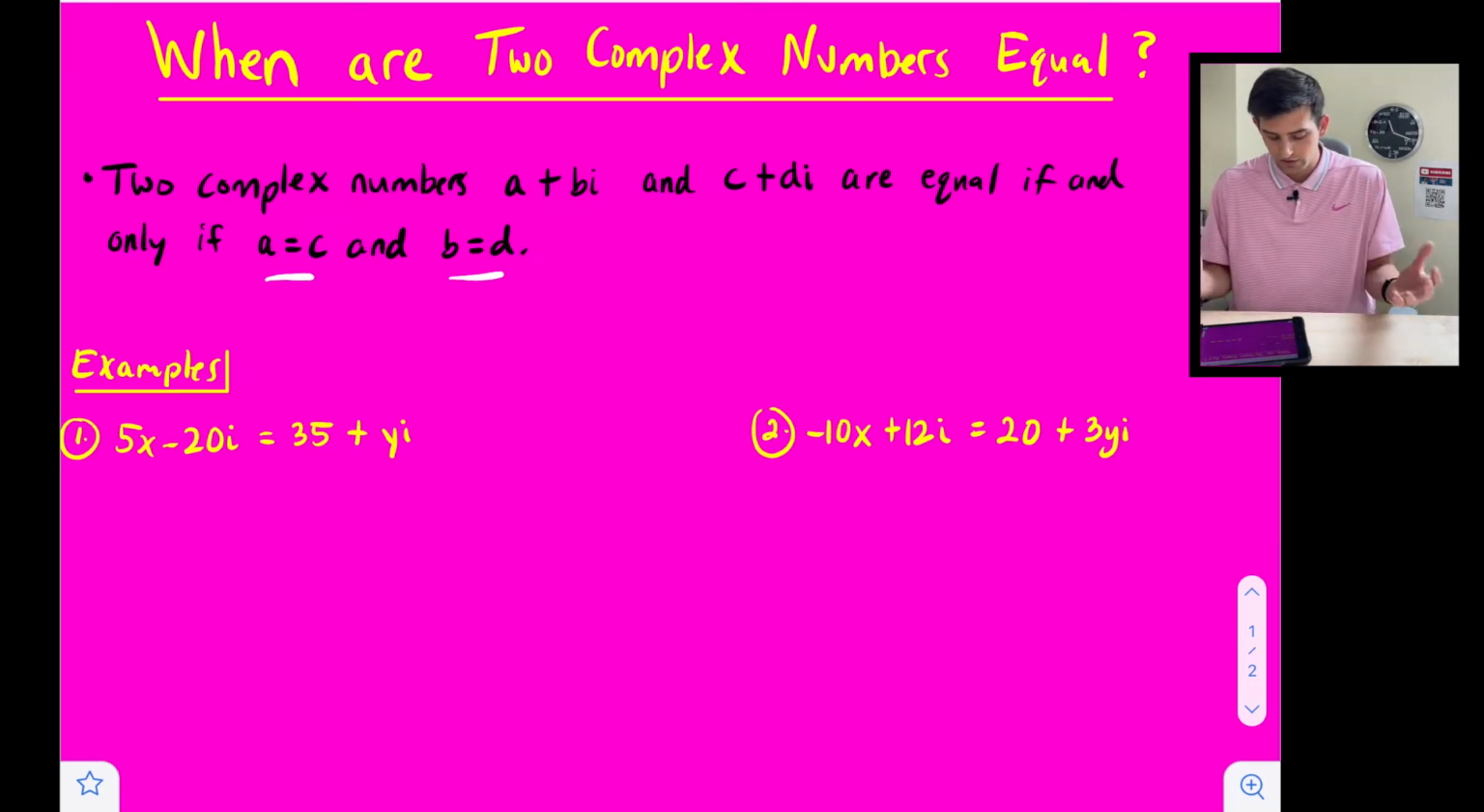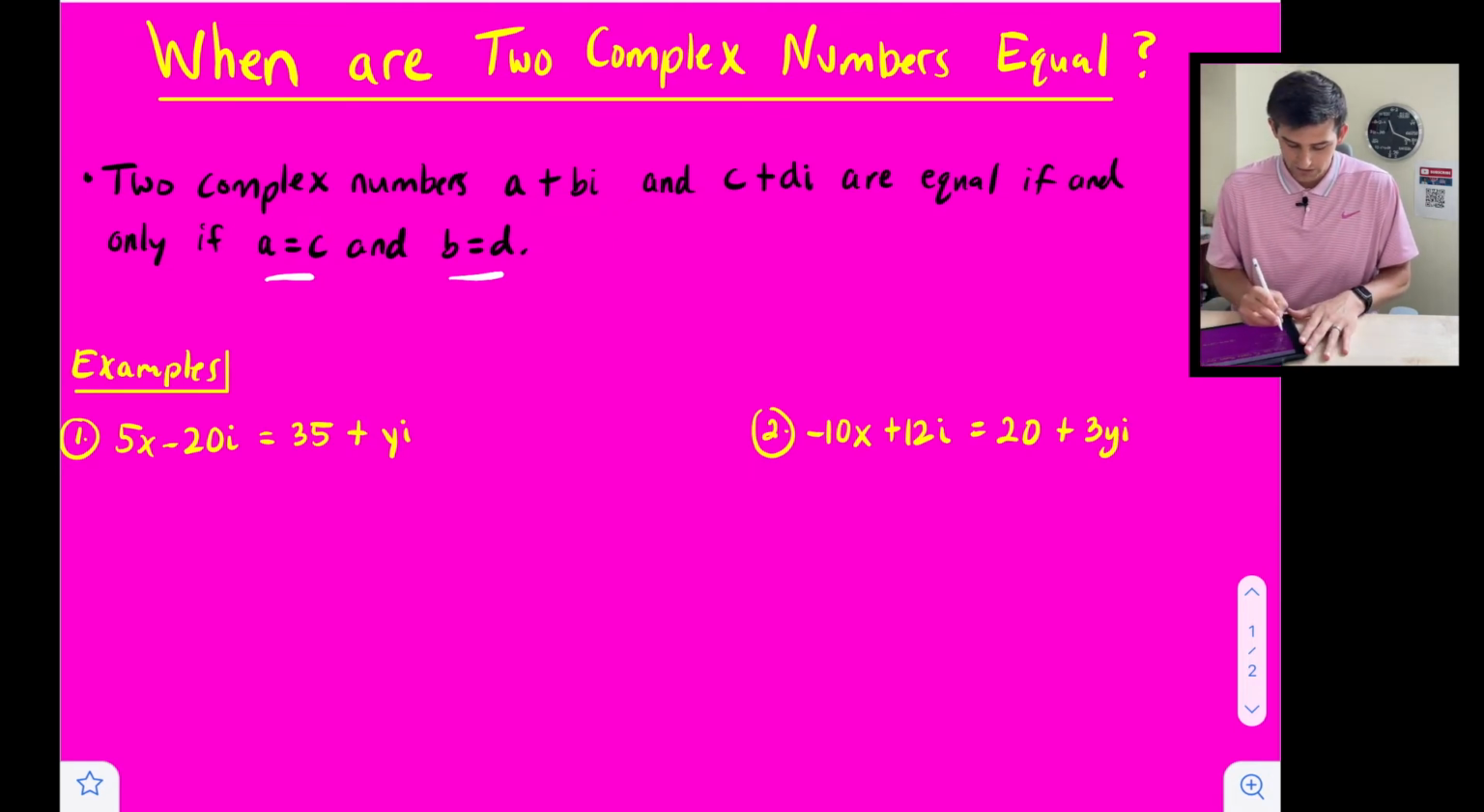All right, so let's look at our two examples here. We have 5x minus 20i is equal to 35 plus yi. And for number 2, negative 10x plus 12i equals 20 plus 3yi. So essentially what we're doing is we're going to set the real parts of our equation equal to each other and the imaginary parts equal to each other.